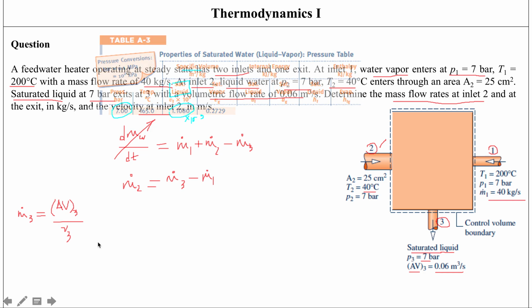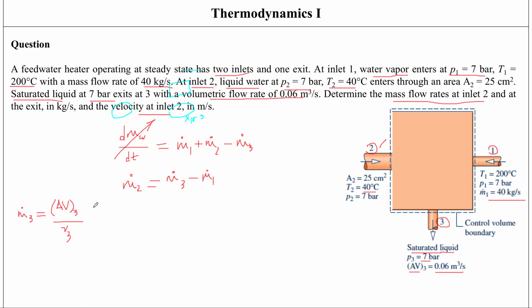Okay, so all I have to do is then I can just plug it in here. So equal to 0.06 divided by 1.108 multiplied by 10 to the power minus 3, and I can find out the mass flow rate at state 3, and this is going to be equal to, you can work this out yourself too, it's going to be equal to 54.15 kilograms per second.